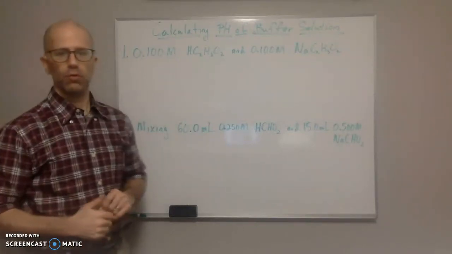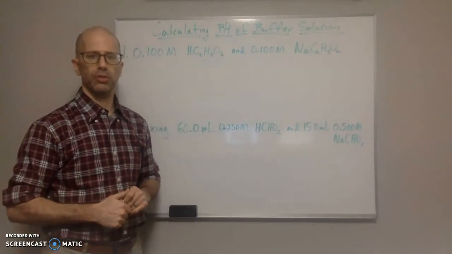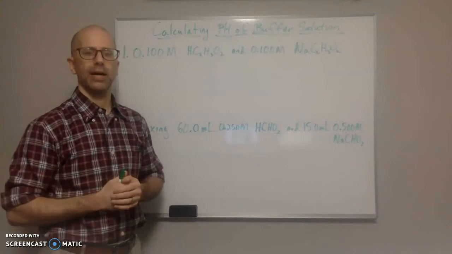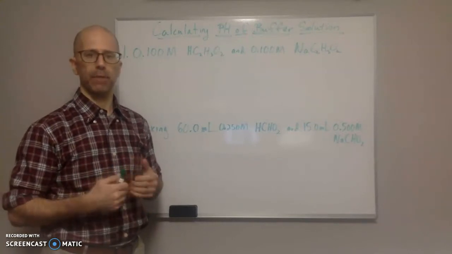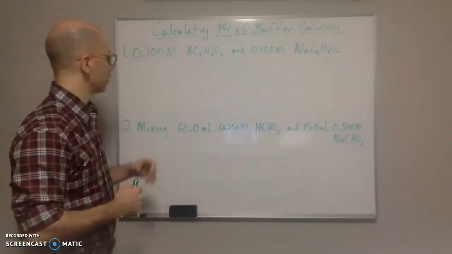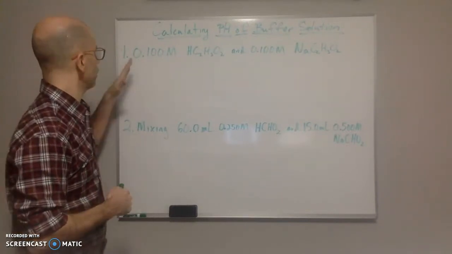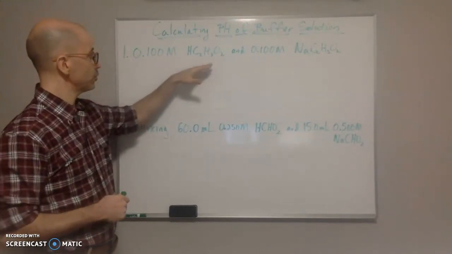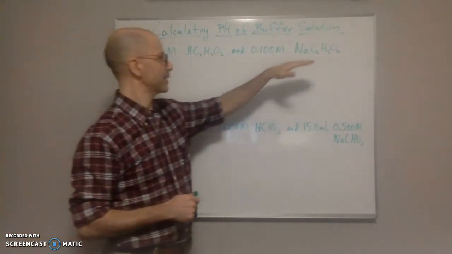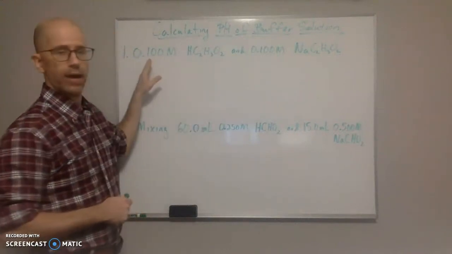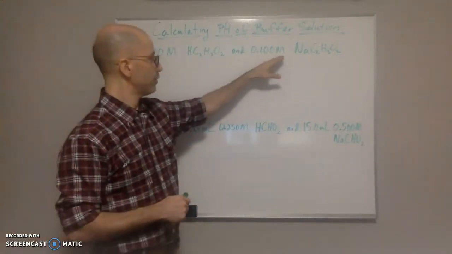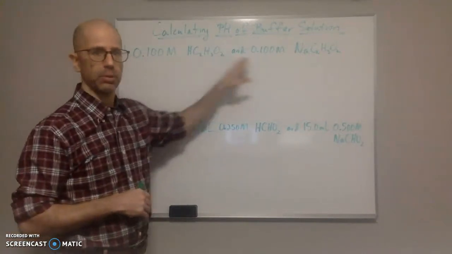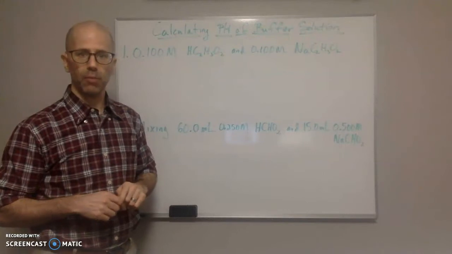My name is Mr. Cobalt, and in this video I'm going to be doing a couple of problems of how to find the pH of a buffer solution. So I'm going to have two problems here. In the first problem you are given a buffer solution of the acid and its conjugate base where you have 0.1 molar of each. And here they happen to be the same, but they don't have to be the same. They could be different. It works the same way.